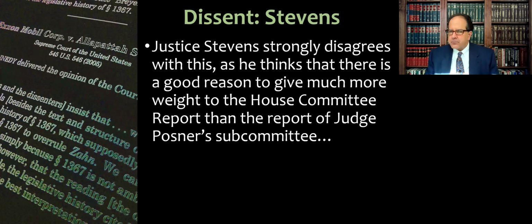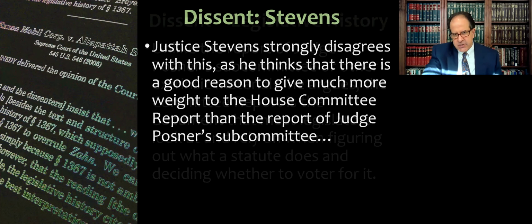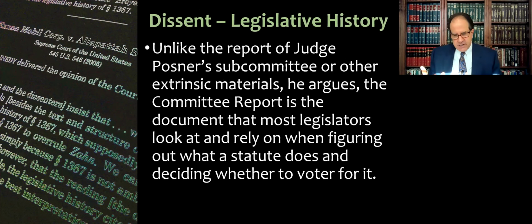But Justice Stevens basically says the House Committee are actual members of Congress, and nobody on Judge Posner's subcommittee was. That's a bunch of judges. So it makes sense to Justice Stevens to look at what some congressmen thought the statute meant, for an indication of congressional intent. And the committee report is also, he says, whatever other members of the House would have read.